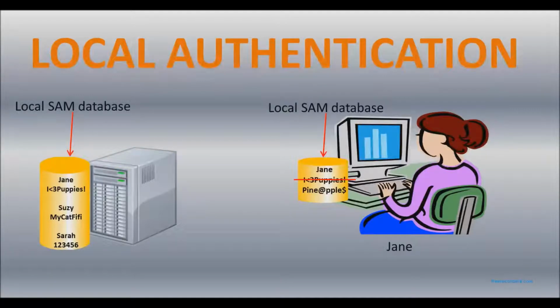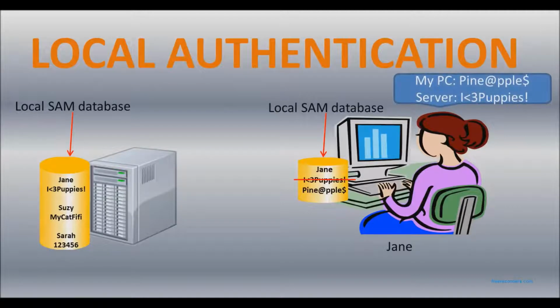So Jane has to keep it in her head that to log into her PC in the morning, she needs to use that Pineapple's password. But if she wants to access server resources, shared files, and what have you, she has to use the I Heart Puppies password to authenticate across the network. Now, this is the way we do things in small work groups. We end up having this local authentication with every machine in the network.